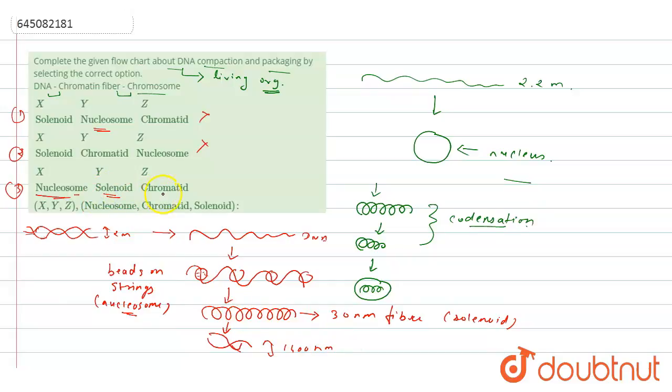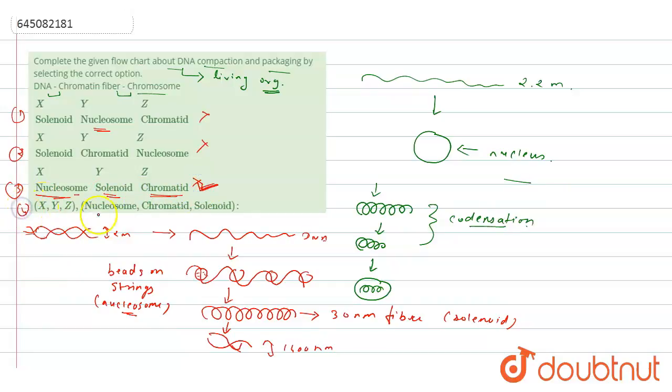And fourth is the chromatid. So it's not a chromatid, it is a chromosome. Yeah, you can call it a chromatid because in the chromosome only you will find the chromatid fiber. So this is the correct option here.